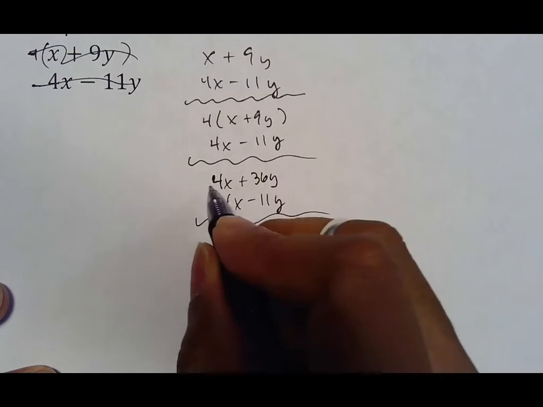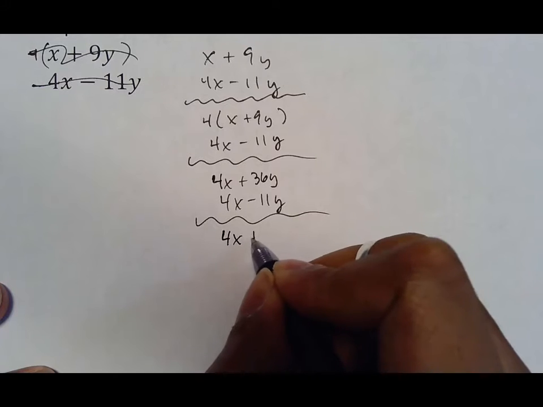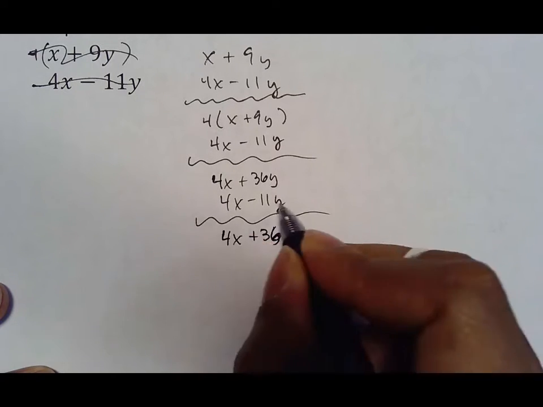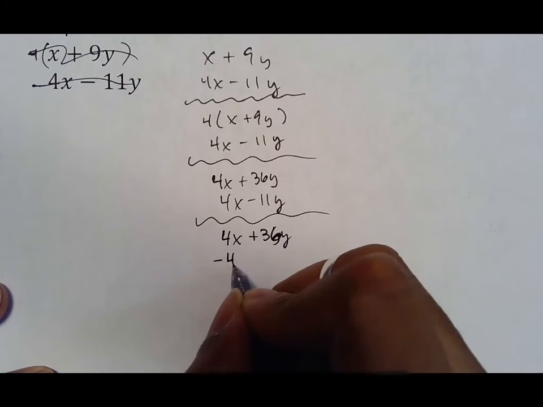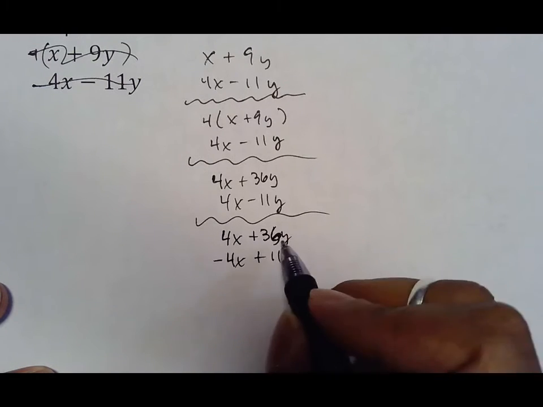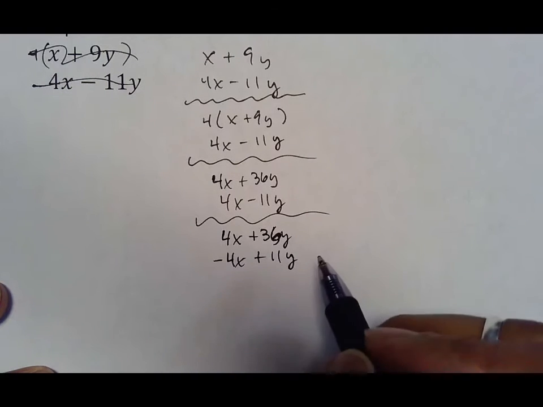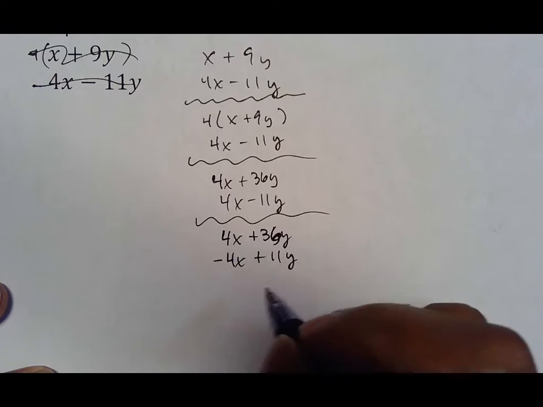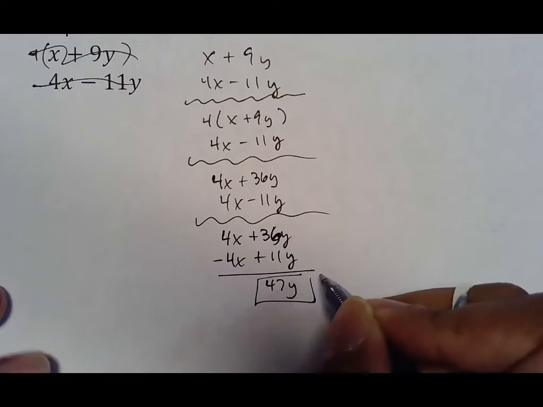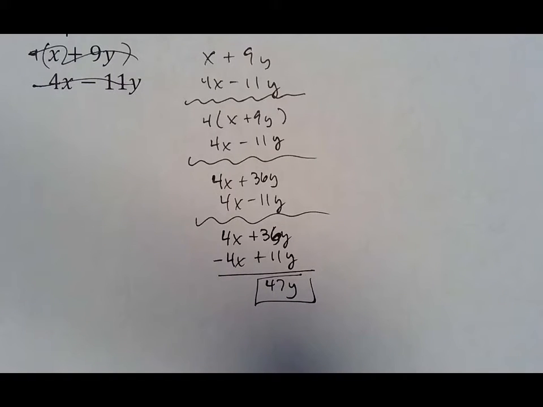Switch the bottom row. So we're going to leave the top alone, 4x plus 36y, because that's what this says, and we are going to switch the bottom row. So negative 4x plus 11y. And then what happens there is it's going to say combine your x's, which means that goes away, and this leaves you with 47y. That is your answer for right now.